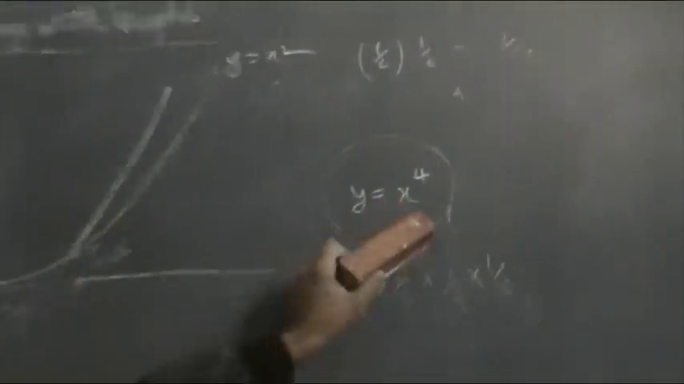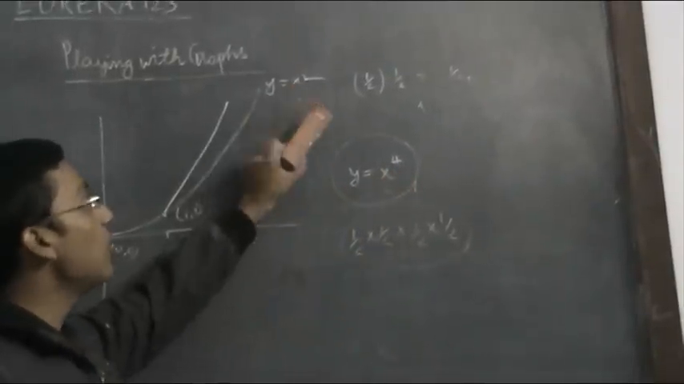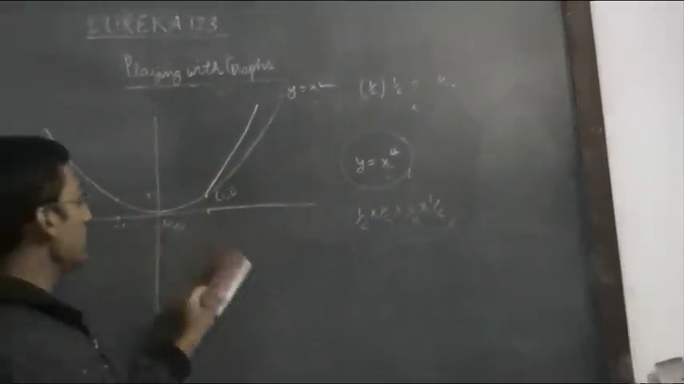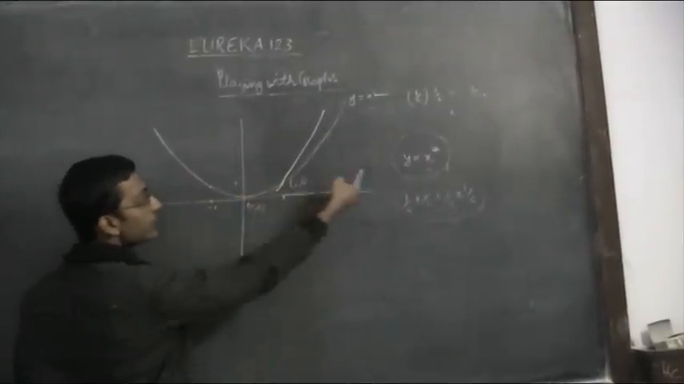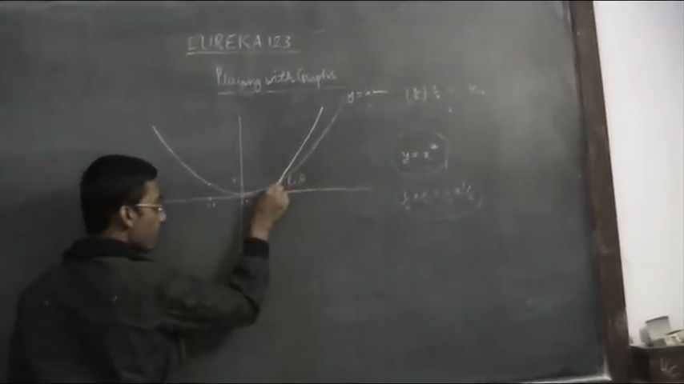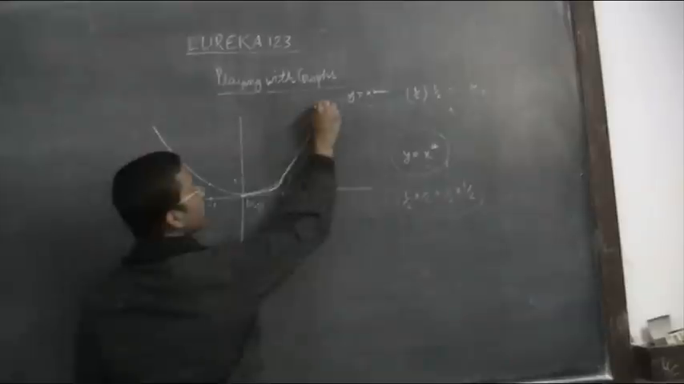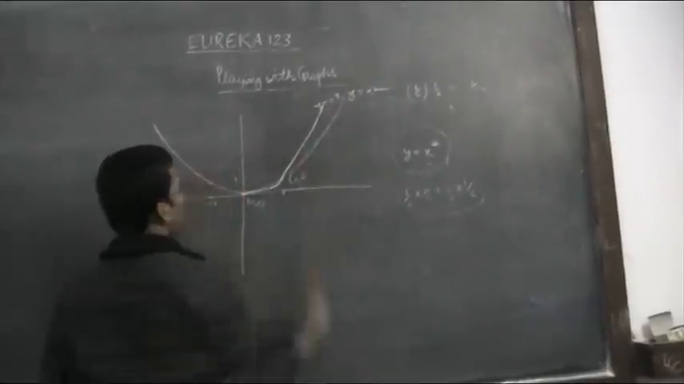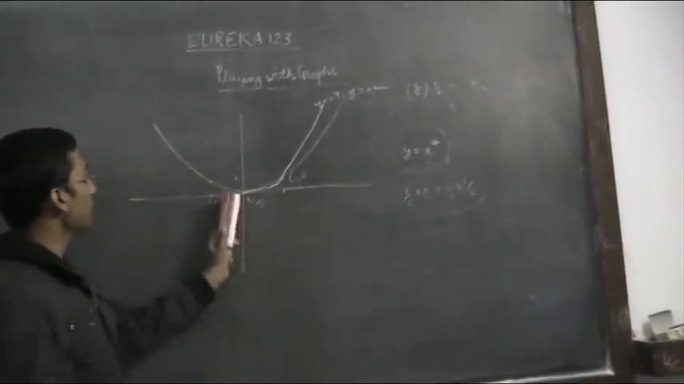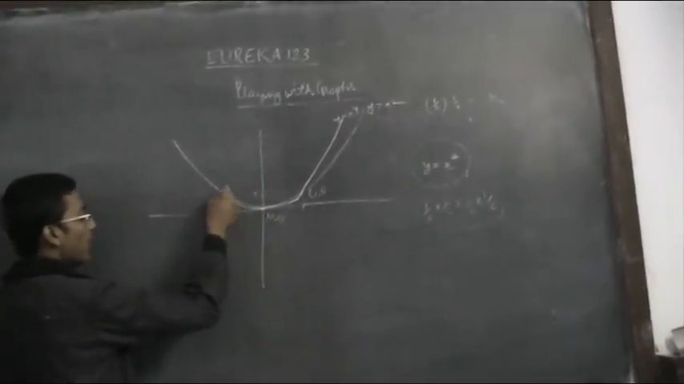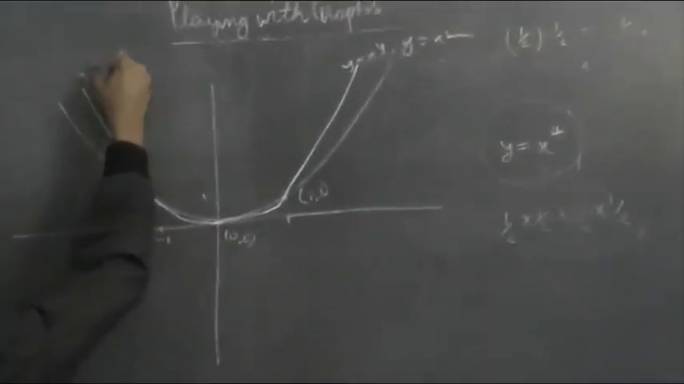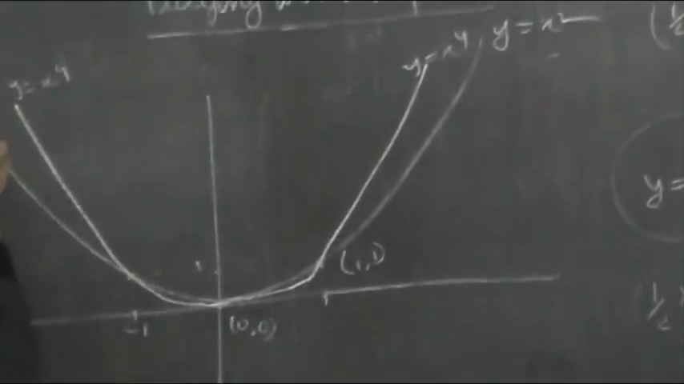And as a result, x to the power 4 will lie below x square between 0 and 1. So it will be like this. And obviously at x equals 0, both are 0, so they will touch each other. So this is y equals x to the power 4. Same logic will apply for negative x. So it will be below and then it will go on. So this is y equals x to the power 4, this was y equals x square.